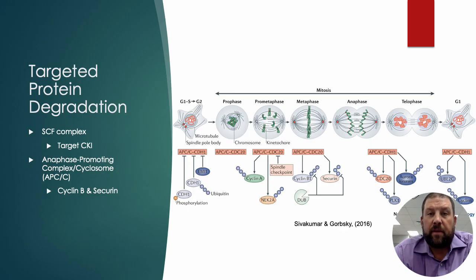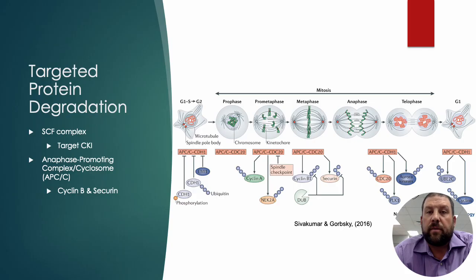The SCF complex works earlier in the cycle, especially at the G1/S transition. Its main job is to target CDK inhibitors, or CKIs, for degradation. By marking CKIs with ubiquitin, SCF sends them to the proteasome where they are broken down. Once CKIs are removed, cyclin-CDK complexes are free to drive the cell forward into S phase. In this way, SCF acts like a clean-up crew that clears away the brakes so the cell can move ahead.